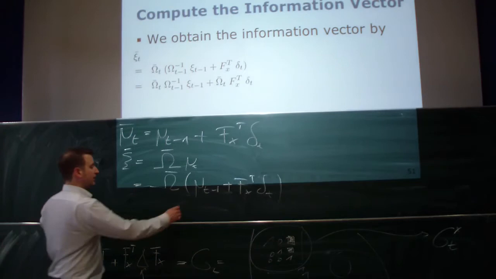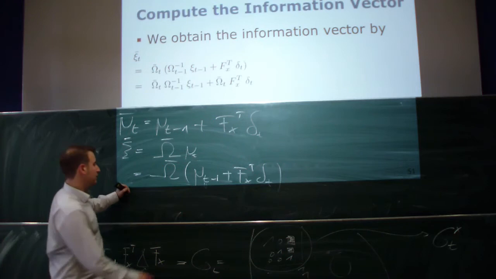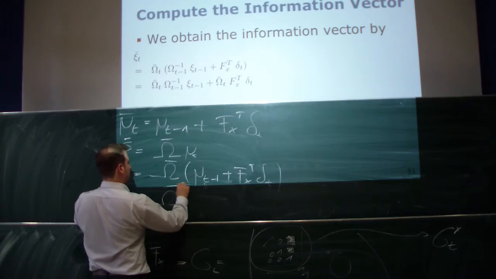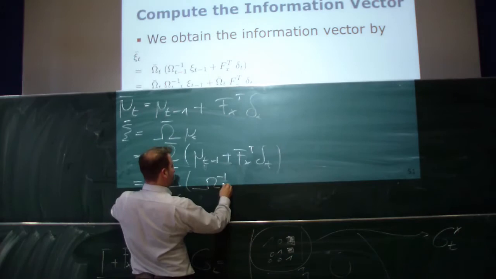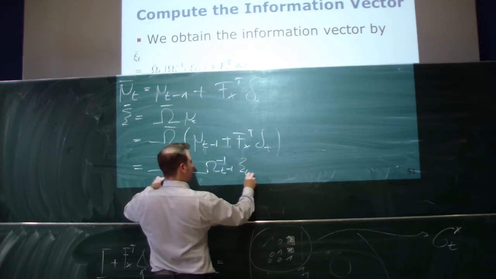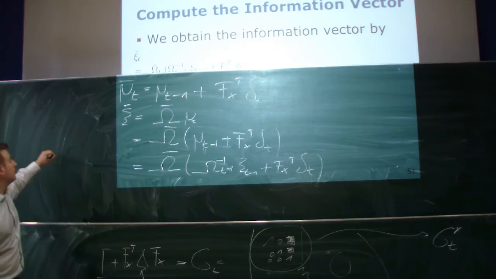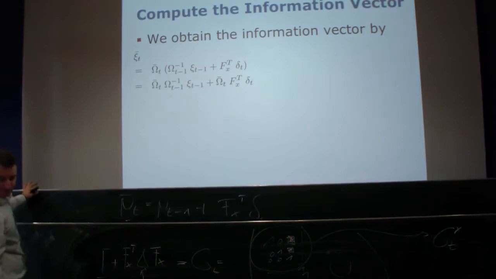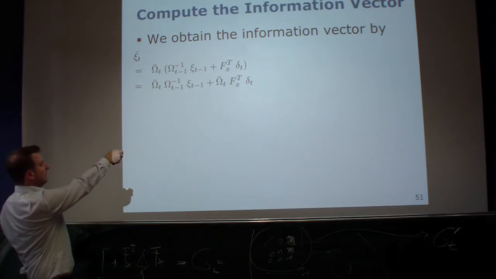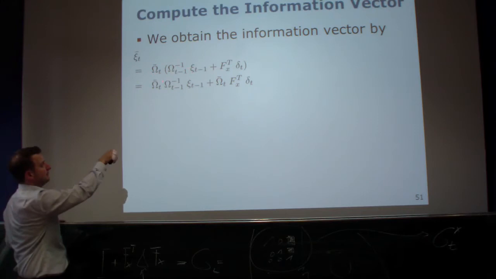now we can use this to replace that back in the information form. And this leads us exactly to this equation over here. So this is the information vector for the previous time step, t minus 1, plus fxt delta t. That's it. So this is what we have here. We can just multiply it out. So this is the information matrix times the first term, and the information matrix times the second term.